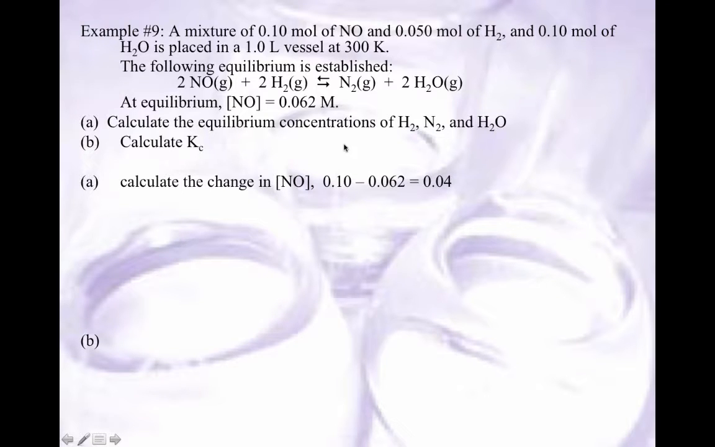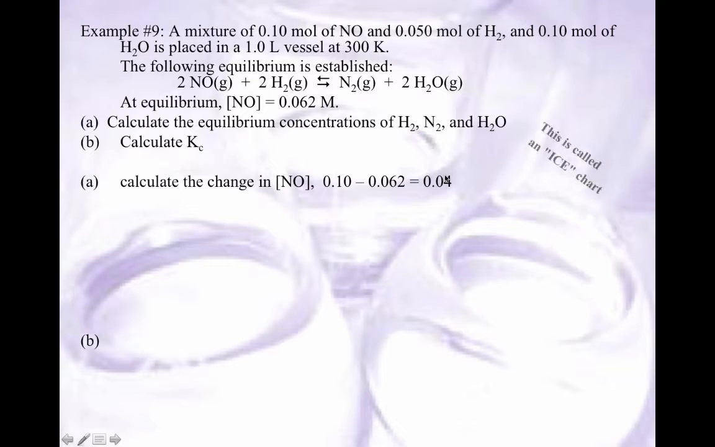So the first thing we need to do is figure out how much did NO change by. Because we started with 0.1 moles in 1 liter, so that's 0.1 molar. We started with 0.1 molar of NO. We end with 0.062. So when we do 0.1 minus 0.062, it is actually 0.038. It's just rounded to 0.04, but 0.038.